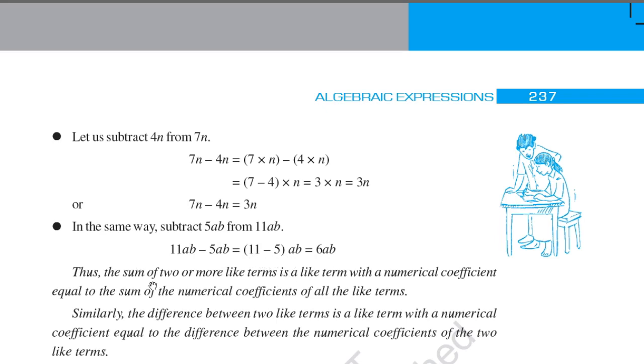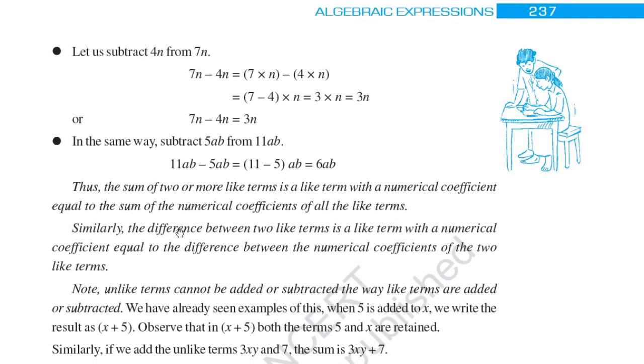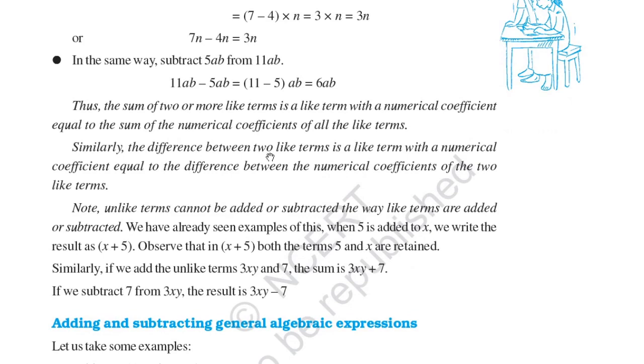Thus, the sum of two or more like terms is a like term with a numerical coefficient equal to the sum of the numerical coefficients of all of the like terms. So you can see here. Similarly, the difference between two like terms is a like term with a numerical coefficient equal to the difference between the numerical coefficients of the like terms. So it is given here.